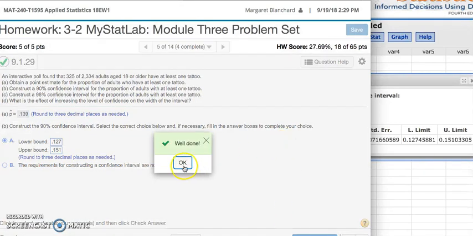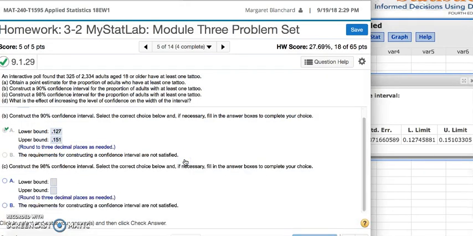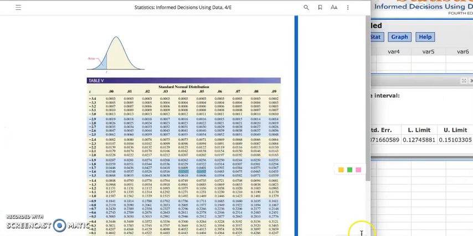Check answer. Okay. The second part, C, we're looking to construct the 98% confidence interval. Select the correct choice below and if necessary, fill in the answer boxes to complete your choice. Again, our alpha in this case would be 2%, or 0.02, and divide that in half and we're going to get 0.01. And then in that case, we would be looking for 0.99 inside of that table. So let's go take a look at that just to see how it looks a little different.